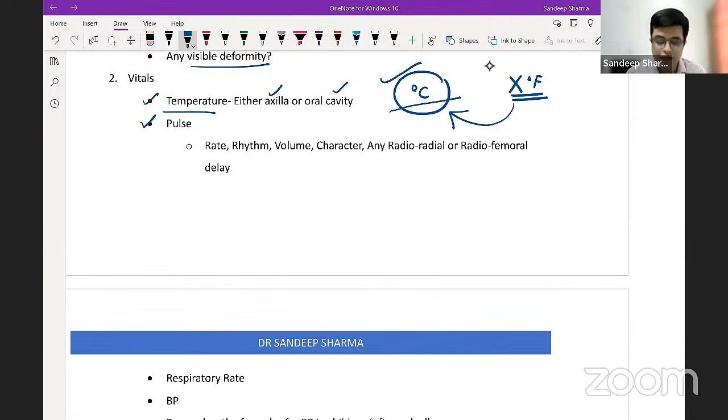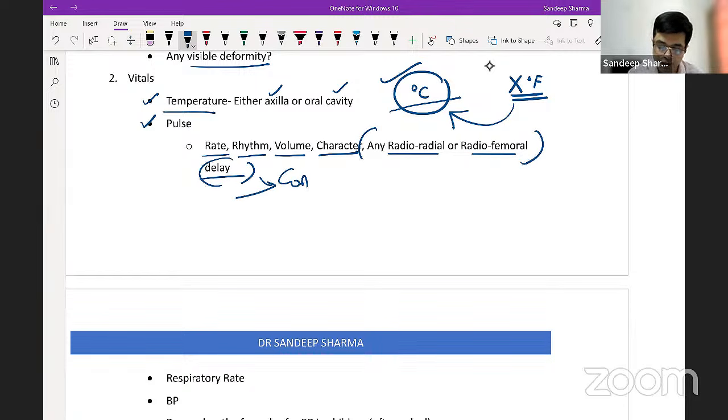Then we have the pulse. In the pulse, you will look at the peripheral pulse. Where did you check it? You will tell about rate, rhythm, volume, character, and any abnormal finding: dicrotic pulse, bisferiens pulse, any radioradial or radiofemoral delay. These will be present in patients of coarctation of aorta, and the types of coarctation will also vary. Some radioradial delay may be present in the preductal variety of coarctation.